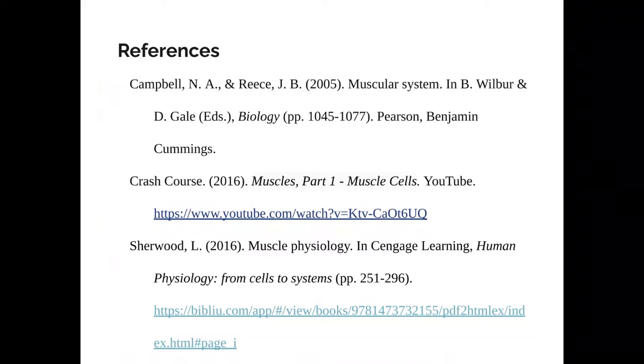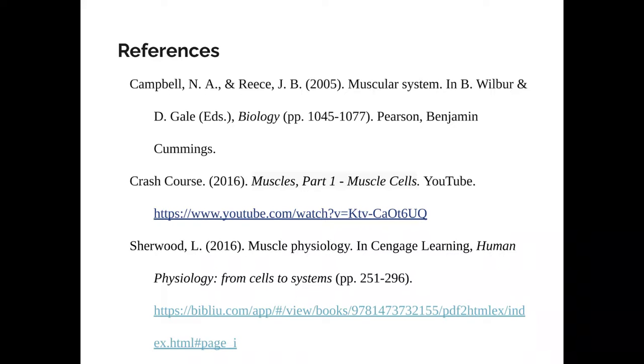And then just go through my references. I used my AP Biology textbook, specifically the unit on the muscular system. That's where most of the pictures came from, and they are cited on each slide. I did also use a crash course video on muscle cells to refresh me. It's been a while since I taught the muscular system. So I used that to refresh some of my memory. And then I also used our class textbook, the muscle physiology section of that.